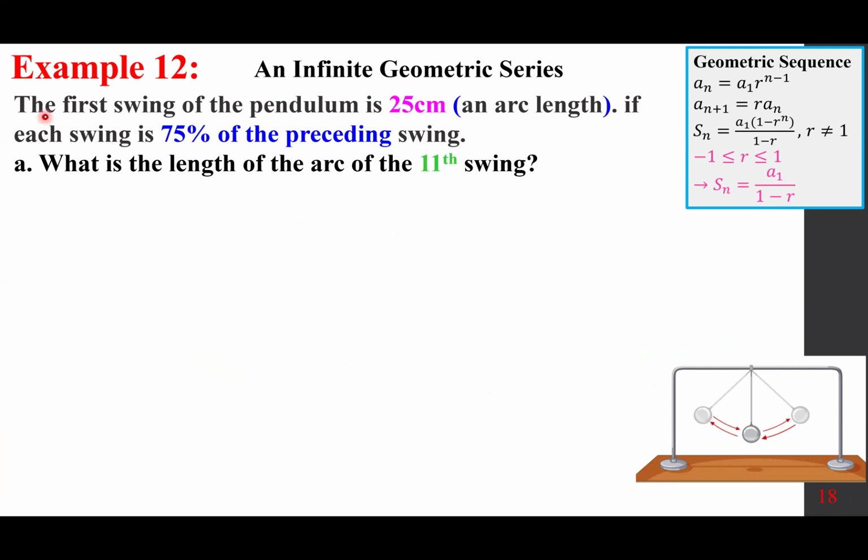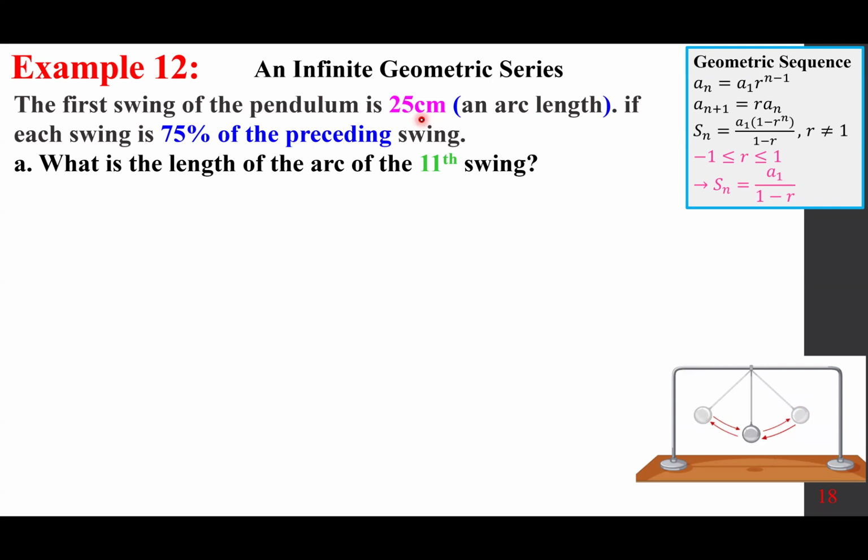The first swing of the pendulum. So here's the pendulum, 25 centimeters in arc length. If each swing is 75% of the preceding swing, what is the length of the arc of the 11th swing? So this is the length of the arc. We get 25 centimeters for the first one.